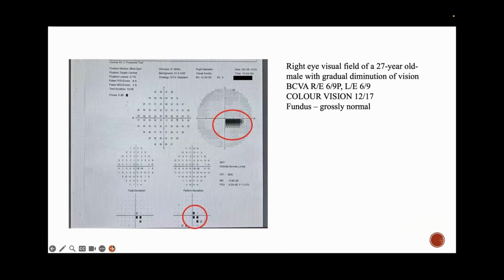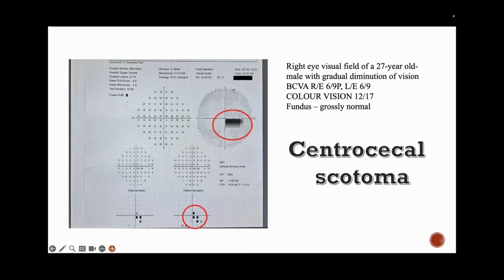So let's see this patient, 27-year-old male with gradual diminution of vision. Hardly much vision loss is there, 6/9, 6/6 kind of vision, but color vision loss is definitely there. And you look at it, this is the right eye visual field. And you can see that the blind spot has coalesced with the central part of the visual field. And this is something where there is a central scotoma extending up to the blind spot that is called centrocecal scotoma.